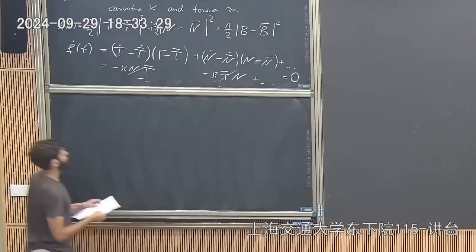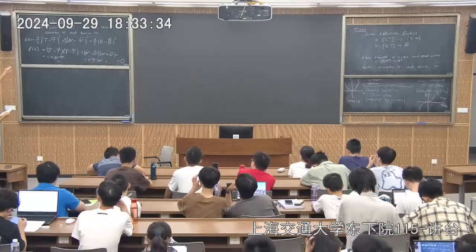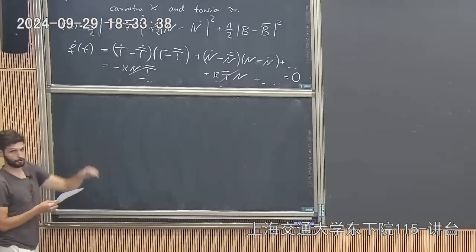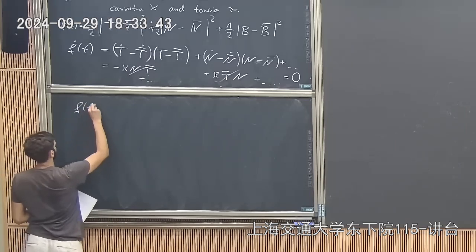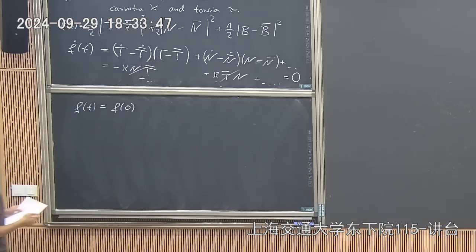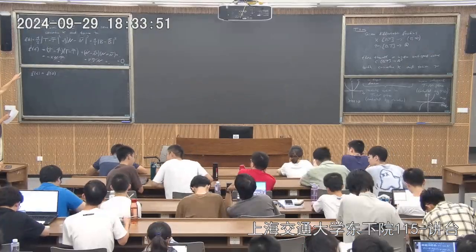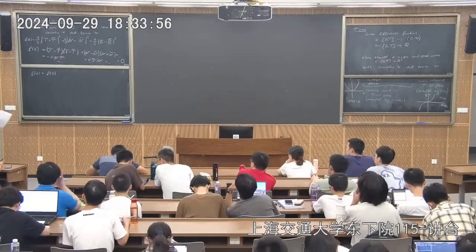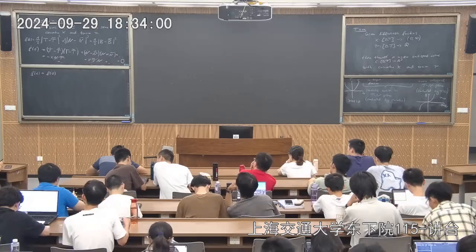So what we would like to conclude is that C equals C bar, which means that T equals T bar. What we calculated so far is that f of t is constant. So in particular, f of t equals f of 0. But f of 0 is just the difference between t and t bar at the point 0. So we need to somehow say that these are 0. So we have to fix that.